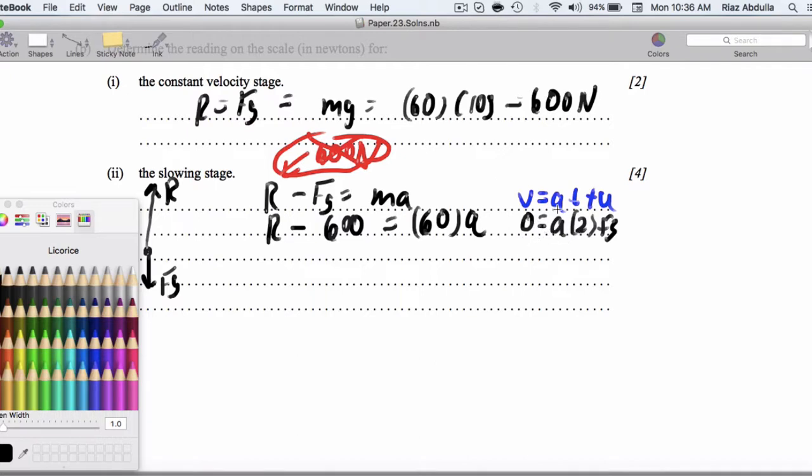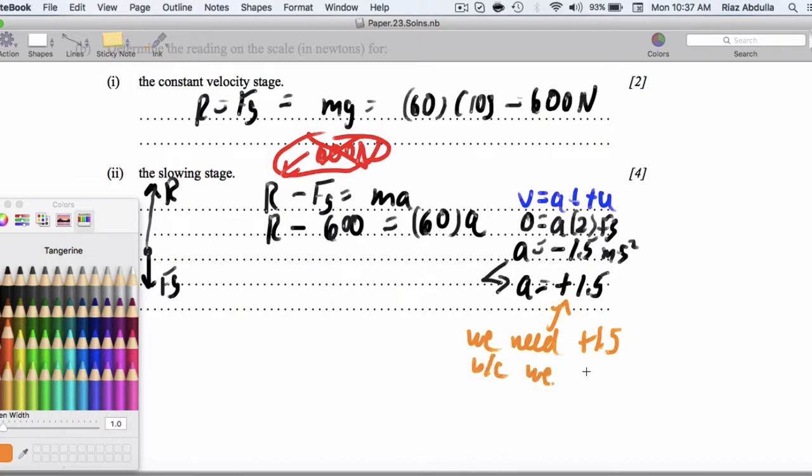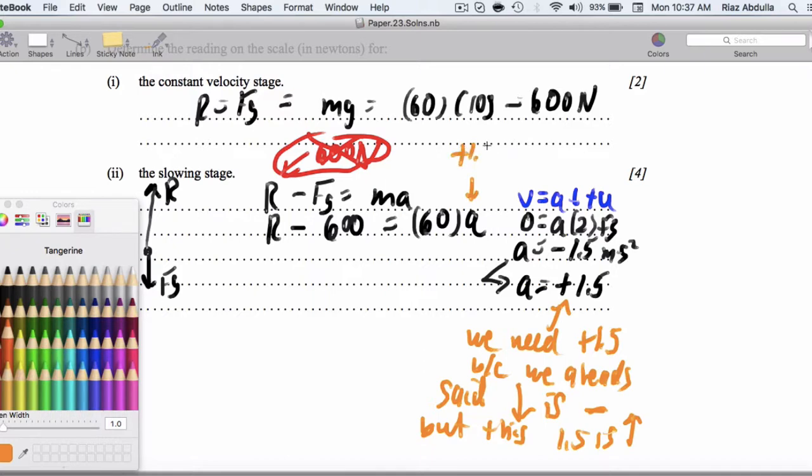And here we're going to end up getting a, and this is what I don't like about the IB and our calculations here. So a is negative 1.5 meters per second squared. Now, I'm going to use the absolute value in here. Let me explain why. We said that the acceleration of gravity here is negative, so we need to flip the sign convention. A is plus 1.5, because we already said that down is negative, but this 1.5 is upwards. So when I plug it in here, I'm going to plug in plus 1.5.